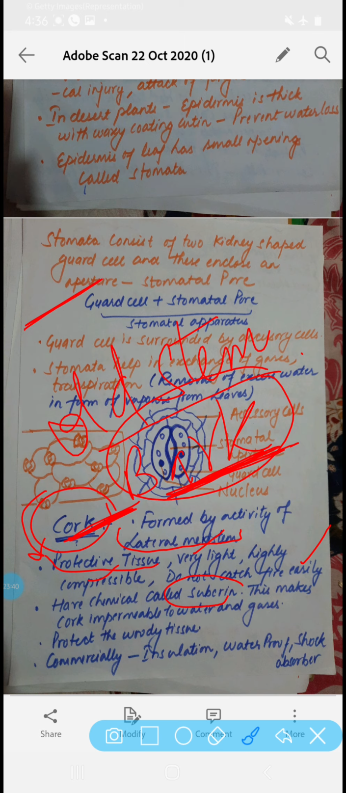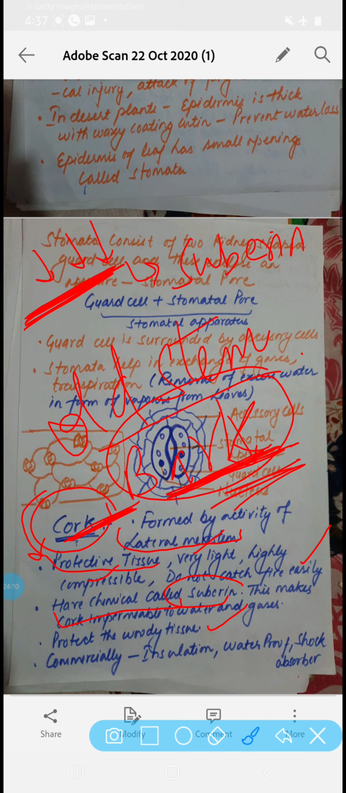अब जो कॉर्क लेयर होती है उसके ऊपर केमिकल डिपॉजिट हो जाता है. क्या केमिकल है? सुबरिन. What is the name of the chemical? सुबरिन. ये सुबरिन क्या करता है? वाटर को अंदर या बाहर पास ऑन नहीं होने देता. ये कॉर्क को इम्परमिएबल बना देता है. इम्परमिएबल मतलब जिसके थ्रू वाटर पास ऑन नहीं कर सकता, वाटर as well as गैसेस जिसके थ्रू पास ऑन नहीं कर सकती. So they protect the woody tissue.